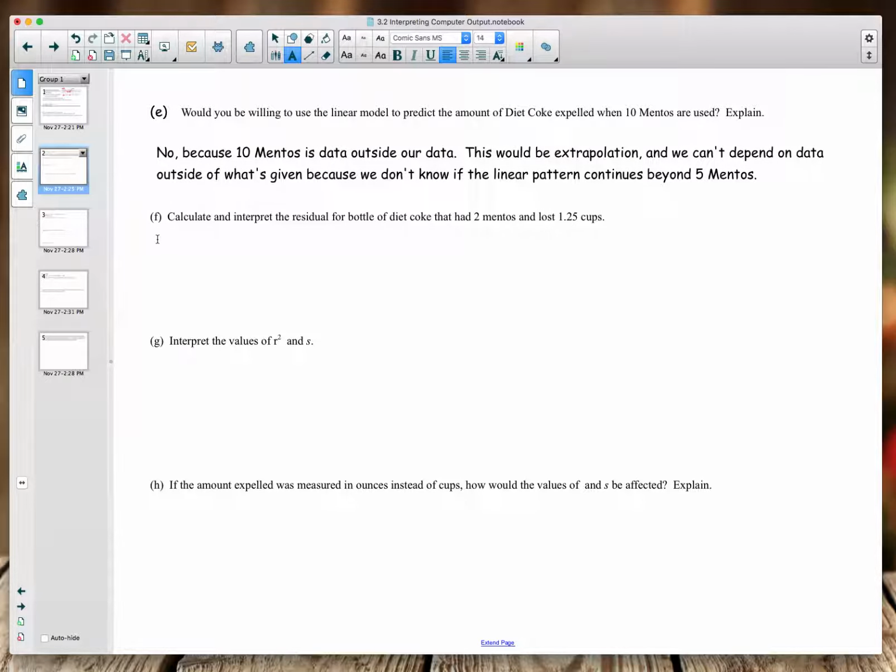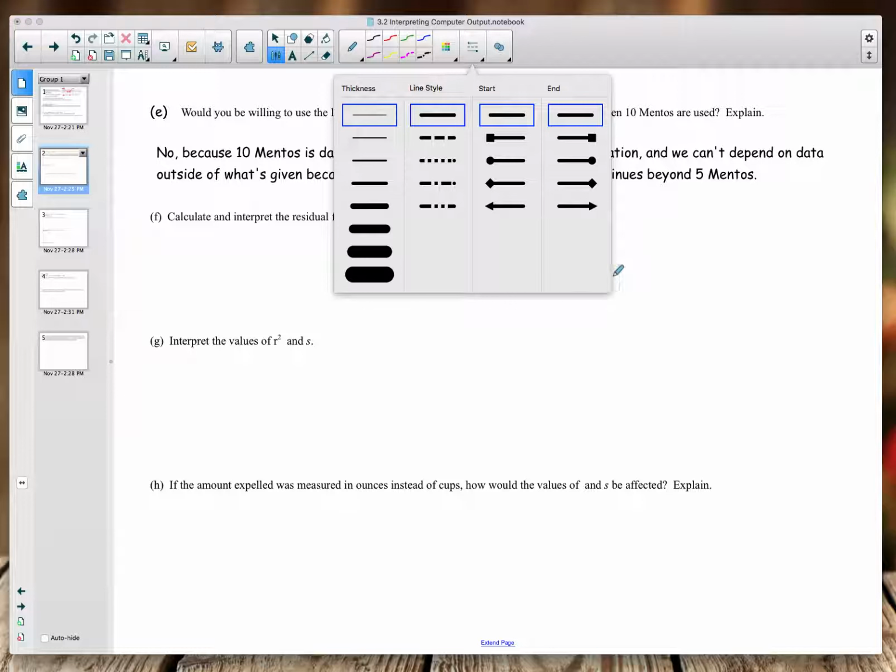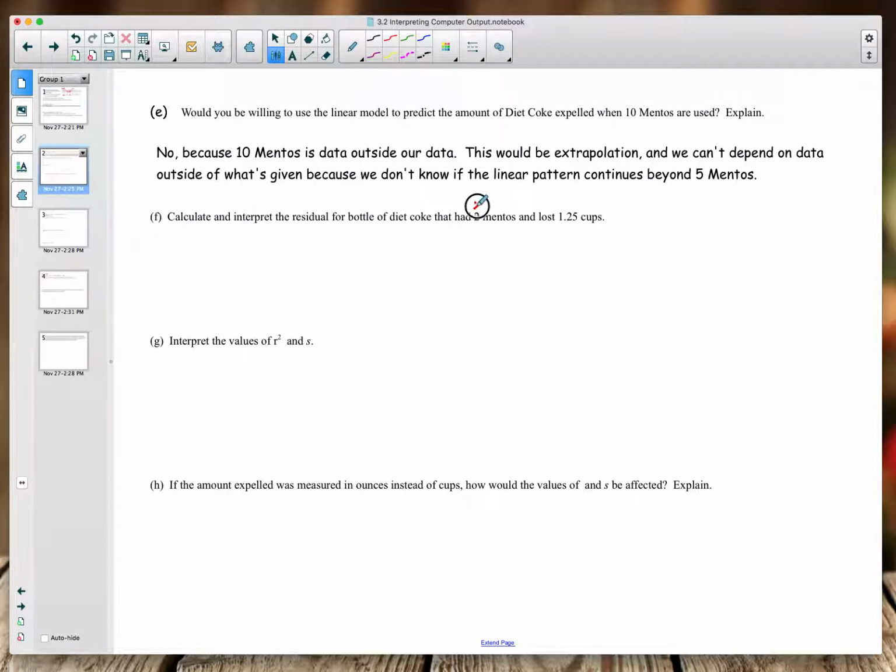All right, so moving on. Calculate and interpret the residual for a bottle of Diet Coke that had 2 Mentos and lost 1.25 cups. If we are going to calculate this, we're just going to plug into our formula. So the actual is the 1.25, and 2 is our x. What we need to get is the predicted, and then we'll use our formula where we subtract the predicted from the actual. So we'll do y hat.